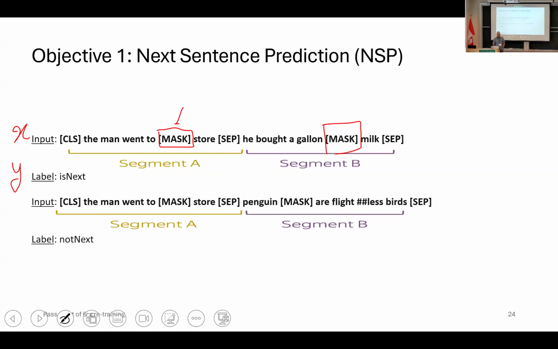Here is another sample, which was used for pre-training. The man went to the store, penguins are flightless birds. So they don't make any sense. This is because in the data that was used for pre-training BERT, one of them was taken from a Dostoevsky novel and one from the Wikipedia page of penguins, right? And just patched together as one sample.